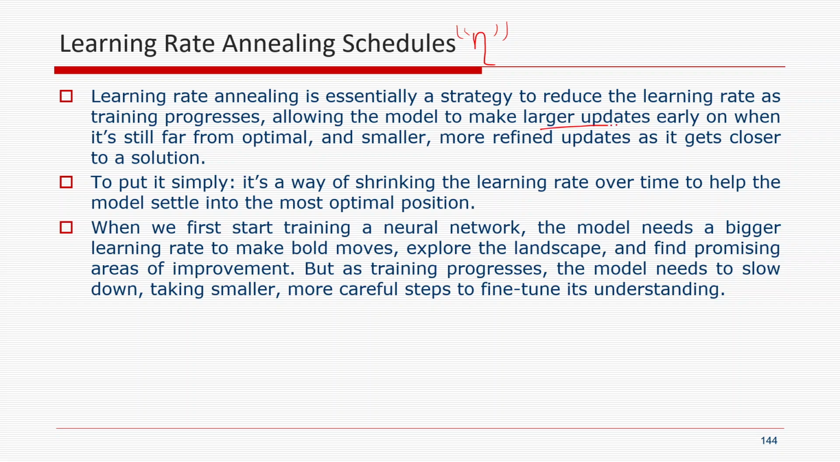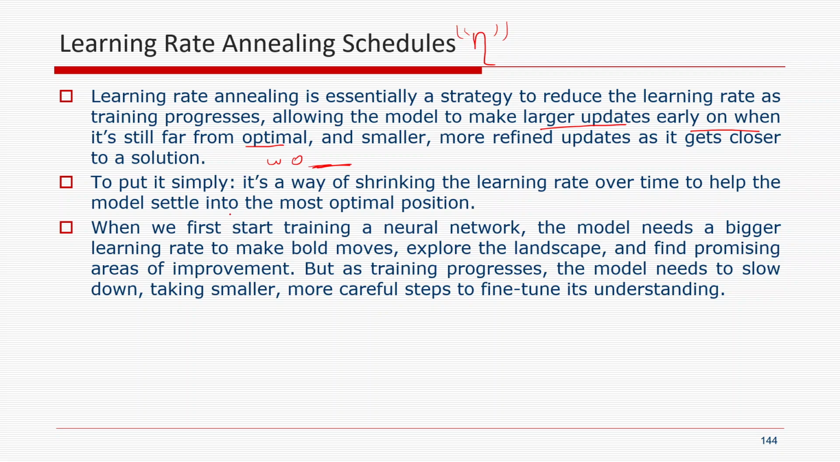make larger updates early on when it is still far from the optimal. That is, when we start learning, we are far away because we start with the input weights as 0. We may have to set the weights with, say, the value as 0.1 or 0.2. It is far away at the starting. How should I progress these weights, and how should I go? As I keep updating these weights, I may be very close to my optimal values or results. At that time, there are more refined updates as it gets closer to the solution. At that time, updates should be very slow.